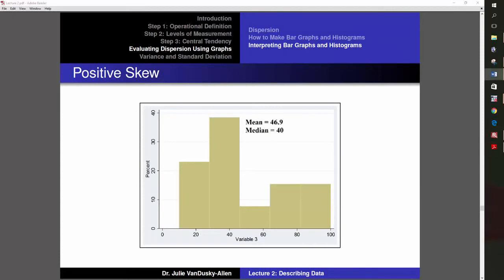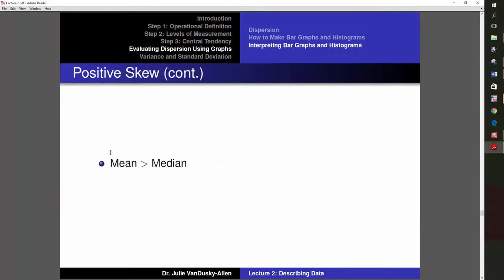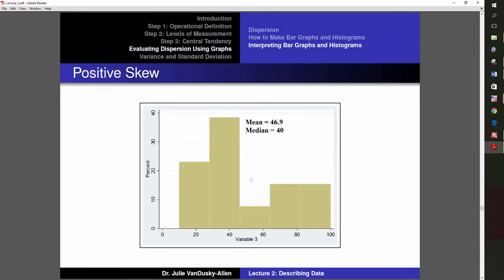Alternatively, if your graph looks like this, it means your data have a positive skew. A variable has a positive skew when the mean is greater than the median. This means that there are a handful of observations in this variable that take on extreme high values, and they are dragging the mean in a positive direction away from the median. As you can see in this graph, most observations are clustered here, but there are a few up here that are pulling the mean in a positive direction. As a result, the mean of 46.9 is greater than the median of 40.